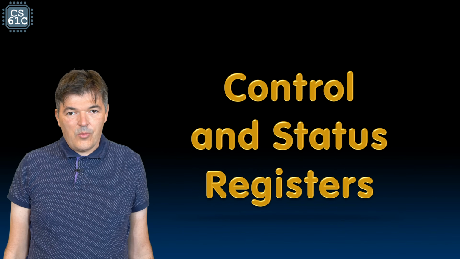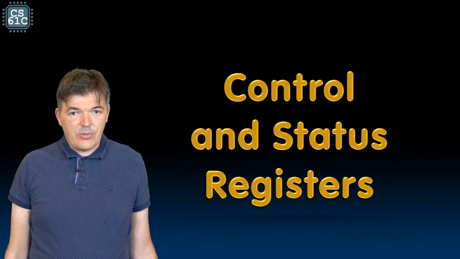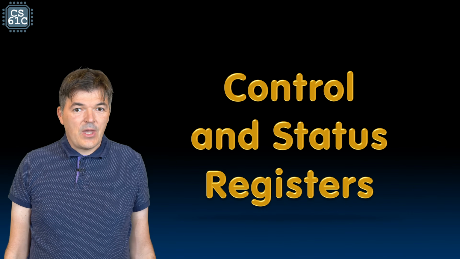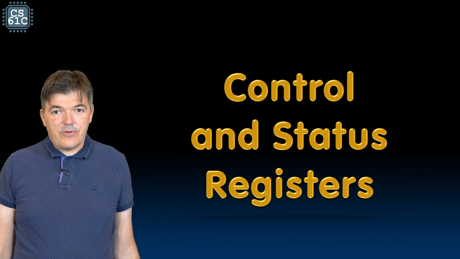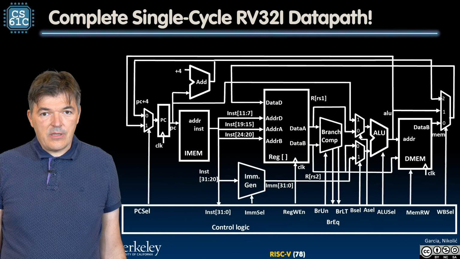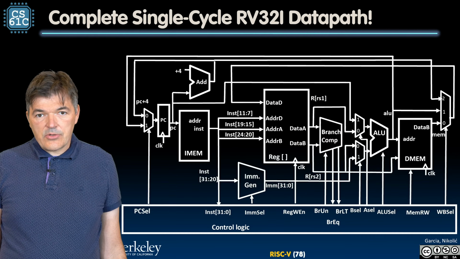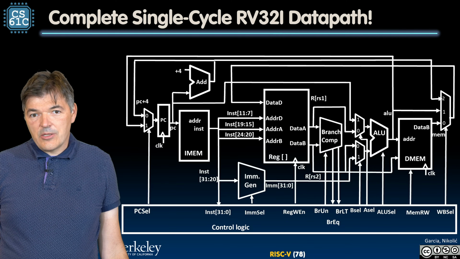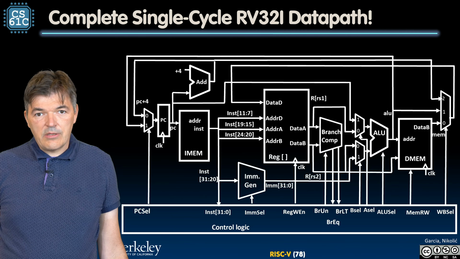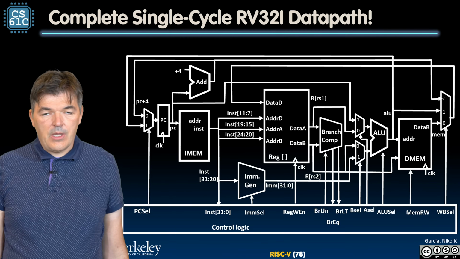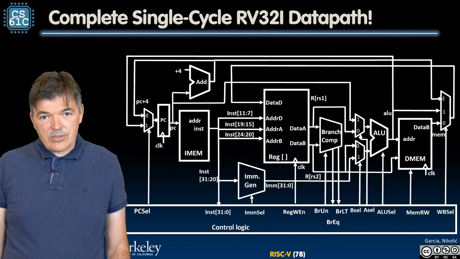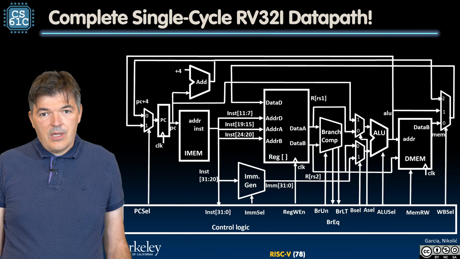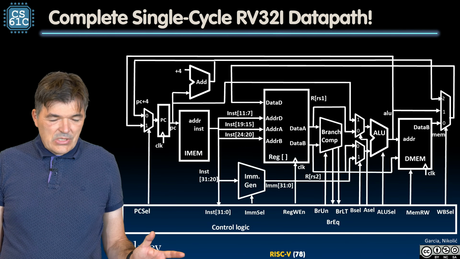Hello, welcome back to the module in which we design a RISC-V CPU. We have made enormous progress so far. We have designed a data path that can execute every single instruction from the base instruction set that we need to run any compiled C program. So that's great, but we are not quite done yet. We need just a few more things.